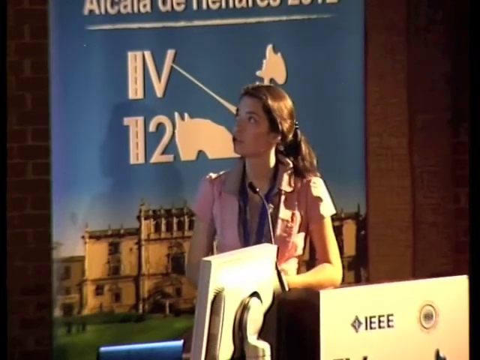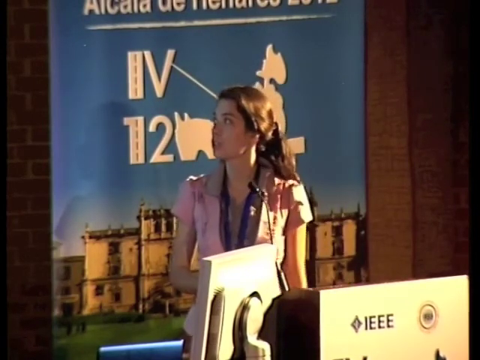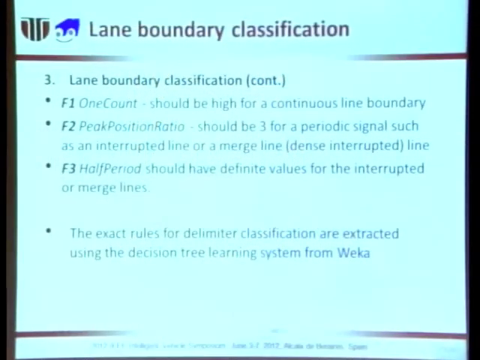We have defined the 3 features. The first one should be high for a continuous lane. The second one, the peak position ratio, should be around 3 if we are dealing with a periodic signal, which indicates an interrupted or a merged type of marking. And the half period should have a definite value. The exact rules for determining the classification are extracted using the decision tree learning system from Weka.